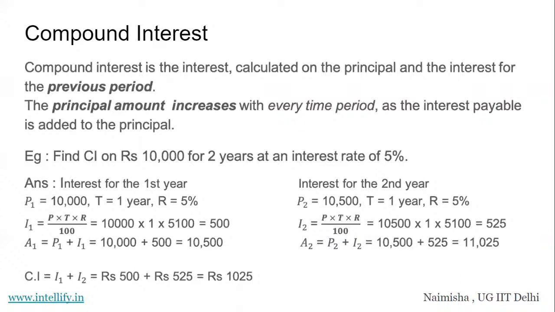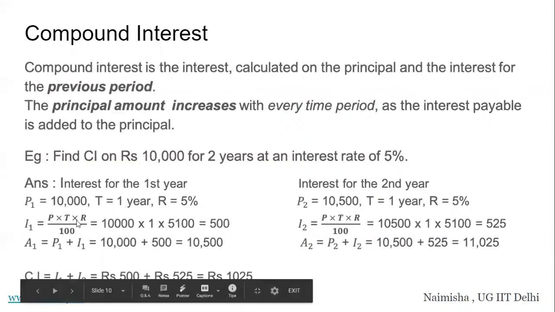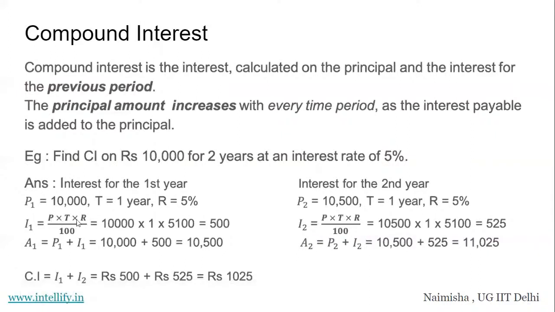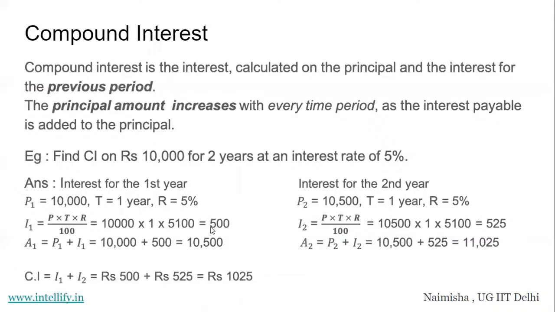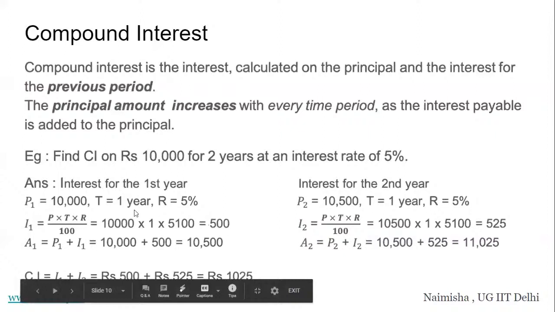Find the compound interest on rupees 10,000 for 2 years at an interest rate of 5% annually. Let's calculate the interest for the first year. For the first year, the principal amount is 10,000, time period 1 year and rate 5%. So we calculate the interest using the simple interest formula: principal amount into time into rate by 100. Substituting the values, we get the interest for the first year to be 500.